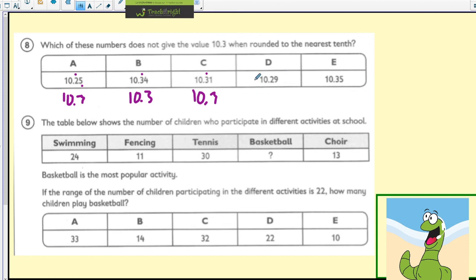This is my number here. That's what I want to round. So there's the tenth. The 9 will round it up, 10.3. Which means my answer is E. And why is it? Yes, because this is the number I'm rounding. The 5 obviously means this rounds up, 10.4.